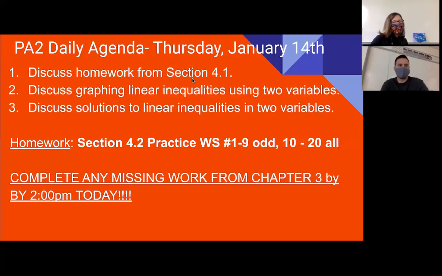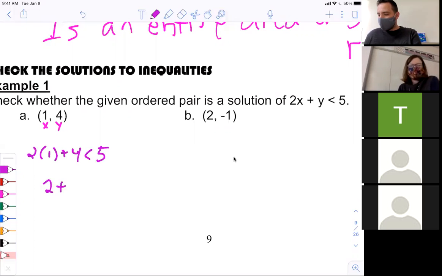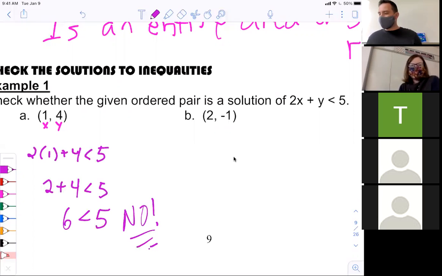So I'll let the kids in and see if they have homework questions they want to go over. So you go 2, parentheses 1, plus 4, is less than 5. And then from here, we go 2 times 1 is 2, plus 4 is less than 5. And then we want to say, is 6 less than 5? And TJ, is it? No, it's not.